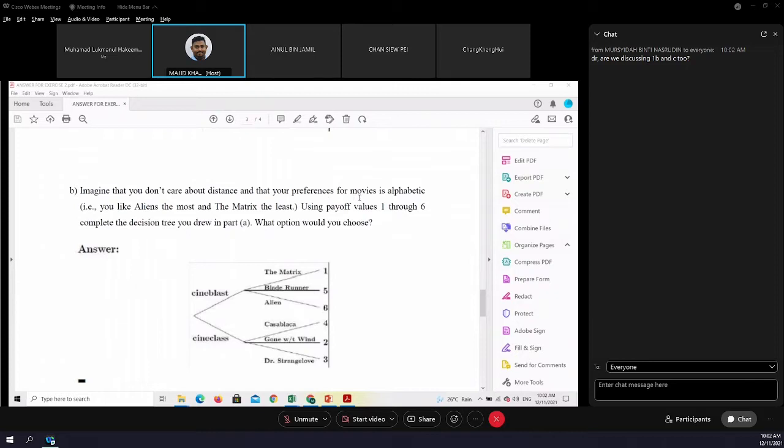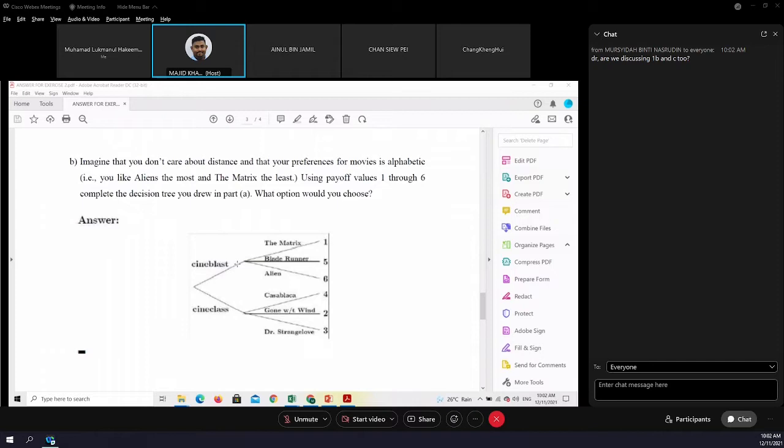Okay, for movies it is alphabetic, so that's why the Matrix should be one. For example, for me, the Matrix should be one. Second is Gone with the Wind, Casablanca, Doctor Strangelove, and finally is the Alien. This is up to you all, because you do not care about the distance and your preference for movies is alphabetic. You can choose whatever movie you want to go to first.